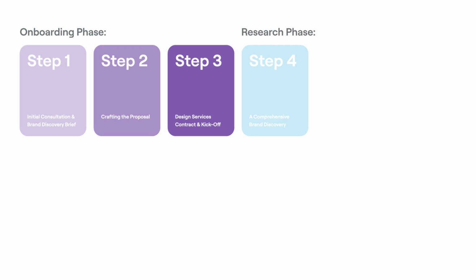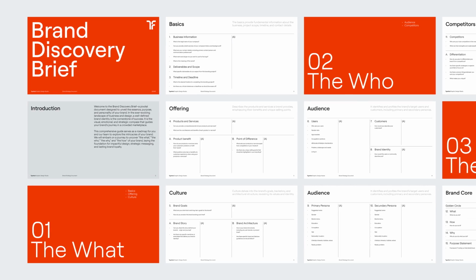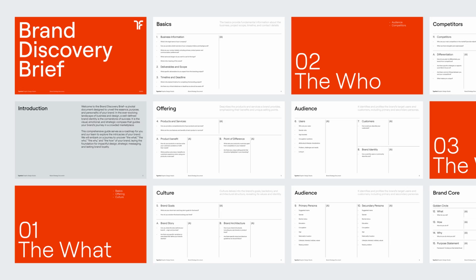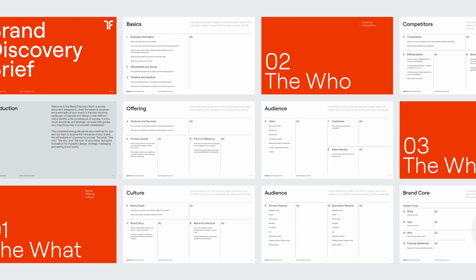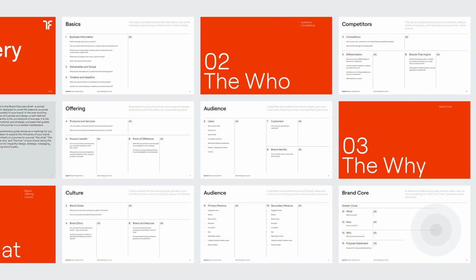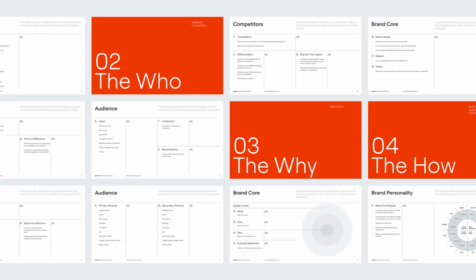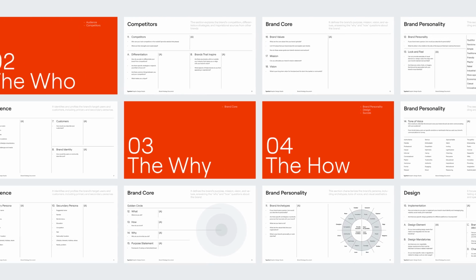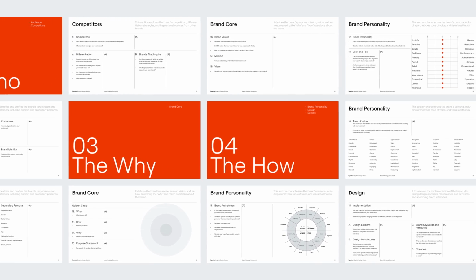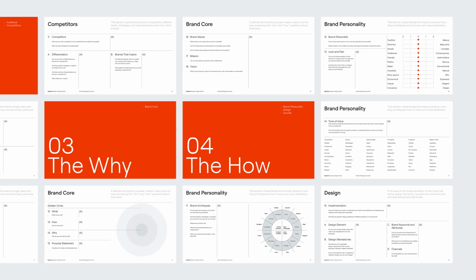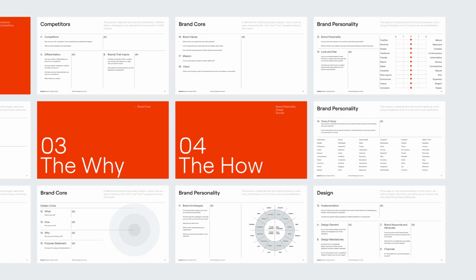Step 4. Comprehensive brand discovery. Now it's time for a deep dive. During our kickoff meeting, we explore the brand discovery brief a little bit. The detailed document focuses on the company's operations, the target audience, the competitors, the brand core, which contains the golden circle, brand values, mission and vision, the essence of the brand. We also discuss the desired tone of voice and the brand character. How do you want people to see and feel the brand?